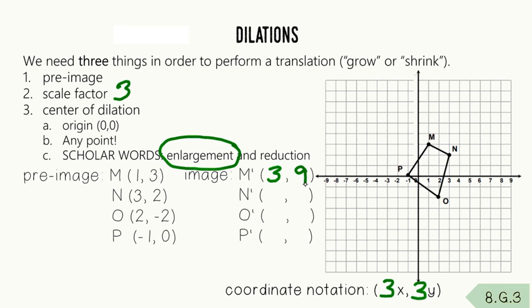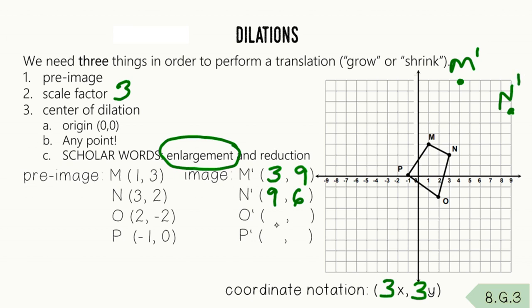So M prime is going to be located at 3, 9, which is all the way here at the top, I believe. 1, 2, 3, 4, 5, 6, 7, 8, 9. And I'll immediately label it M prime. My new coordinate N: 3 times 3 gives me 9, 2 times 3 gives me 6. My new N, called N prime, will be located at 9, 6. 1, 2, 3, 4, 5, 6. And I'll immediately label it N prime.